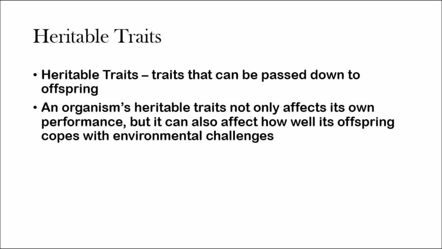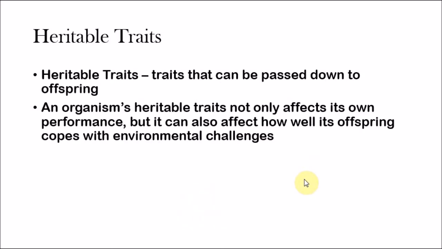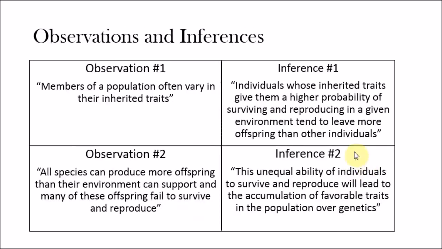And heritable traits are traits that can be passed down to offspring. So this is basically how this second inference came about. A heritable trait is a trait which can be passed down to an offspring. And an organism's heritable traits not only affect its own performance, but they can also affect how well its offspring copes with environmental challenges. So basically, when you see individuals with traits which are more suited for the environment giving them to their offspring, those traits are called heritable traits.